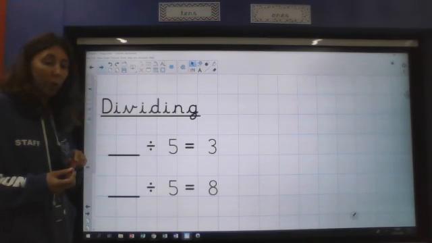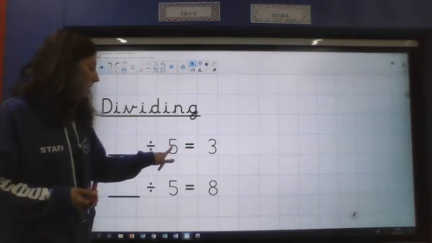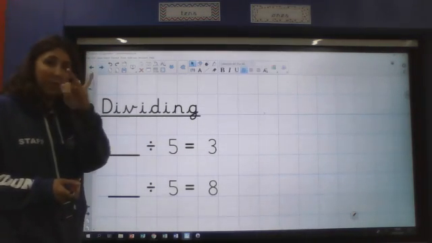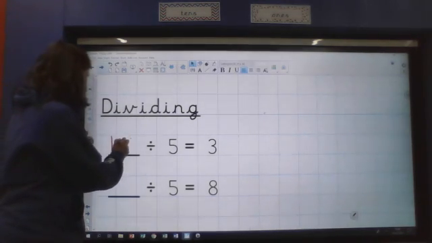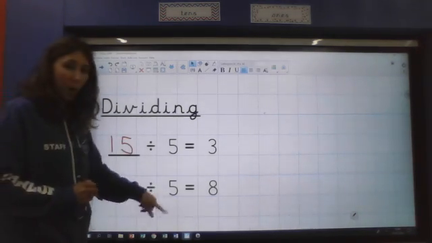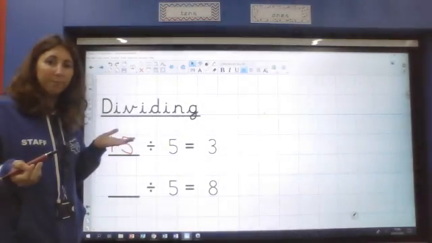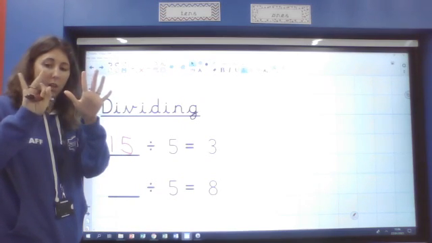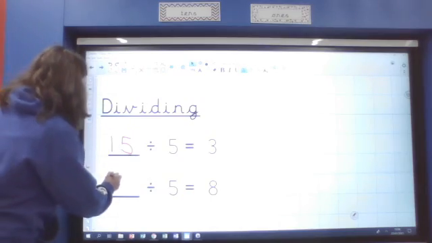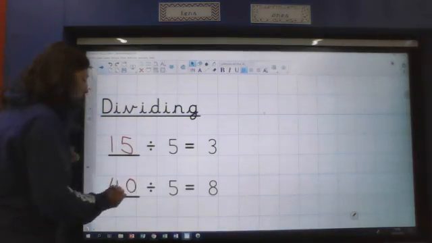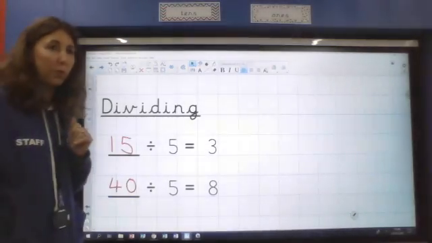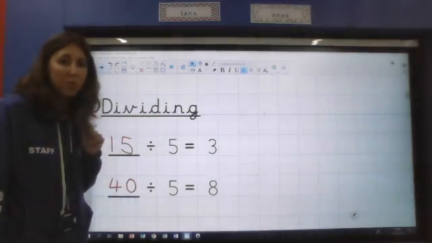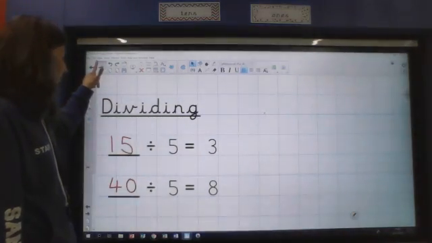Hopefully you remembered. For this one, we would need to count in fives 3 times to end up with the bigger number, 5, 10, 15. Okay. And for this one, we would count in fives how many times? 8. 5, 10, 15, 20, 25, 30, 35, 40. So 40 divided by 5 would be 8. Well done if you got those. Okay, well done. Keep practicing counting in our times tables to help us get better at those.